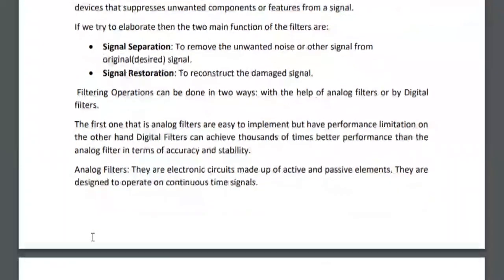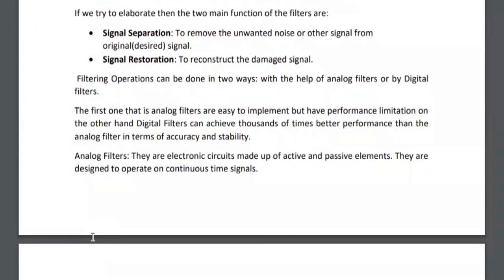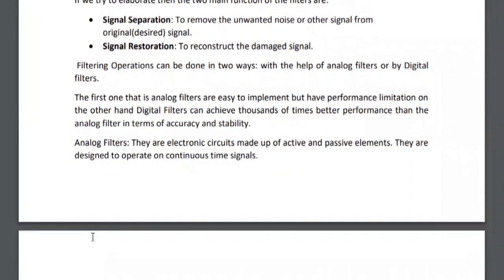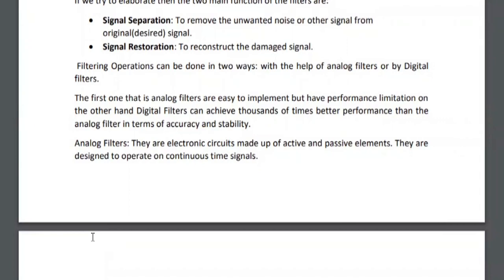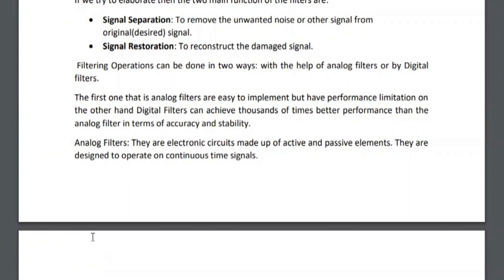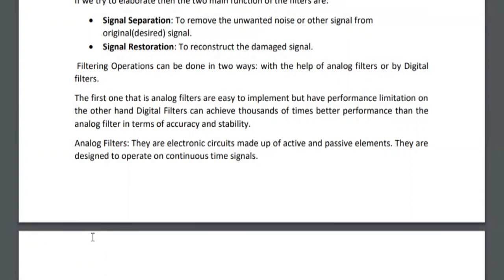Analog filters are electronic circuits made up of active and passive elements. They are designed to operate on continuous time signals. While digital filters, we can understand them as signal processing systems which perform mathematical operations on discrete time digital signals. That's why they are highly accurate. We will mainly focus on digital filters, their design and implementation.